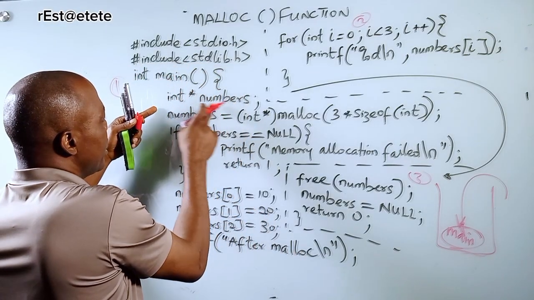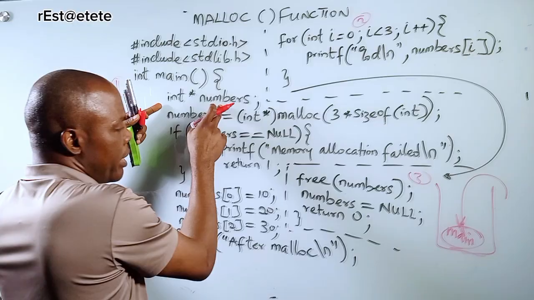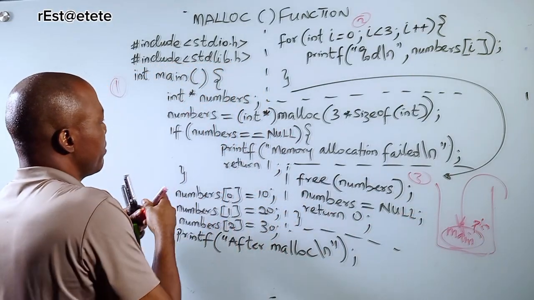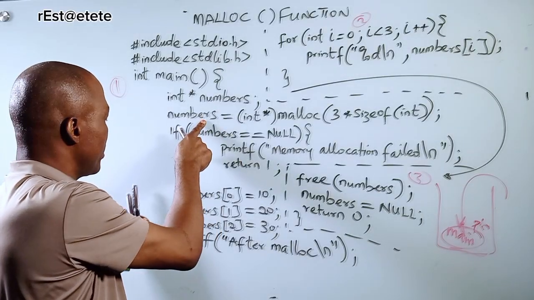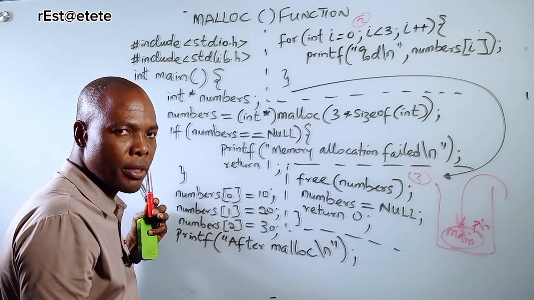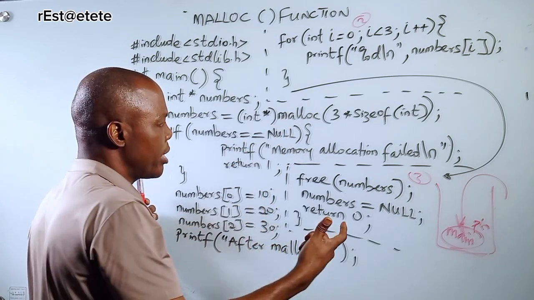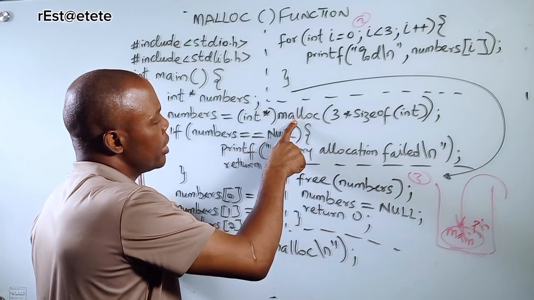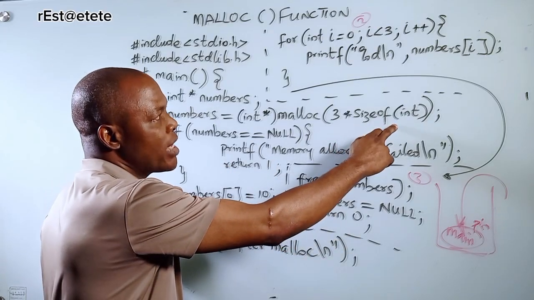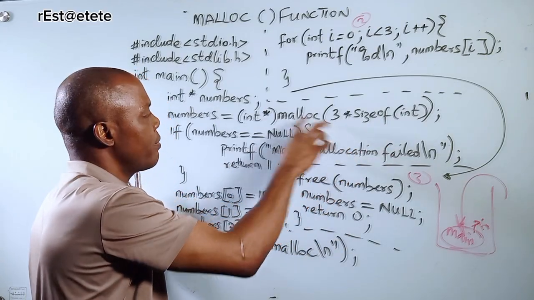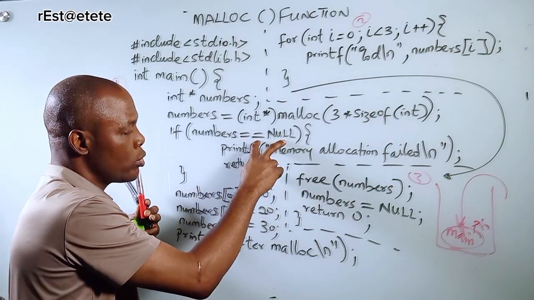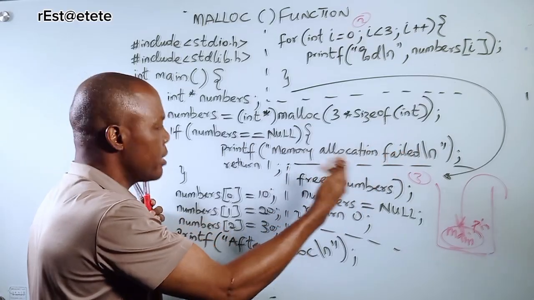Then it will create this pointer. This pointer, which is numbers, will be created in the frame. Then it will come to this place and call malloc. So the operating system will go to the heap memory, which I explained to you, and create a memory size of 12 bytes, that is 4 bytes for each, multiplied by 3, that is 12. Then this place will check if that 12 bytes was actually created. If numbers is equal to NULL, then it will print memory allocation failed. Else, it will come here.